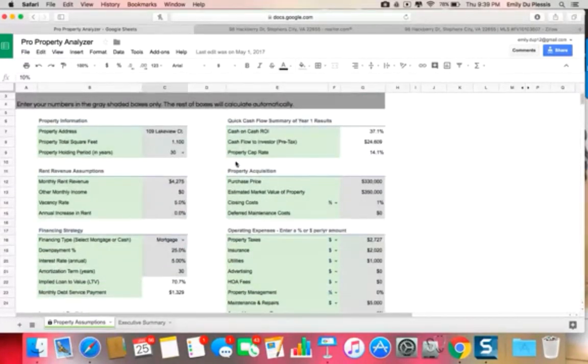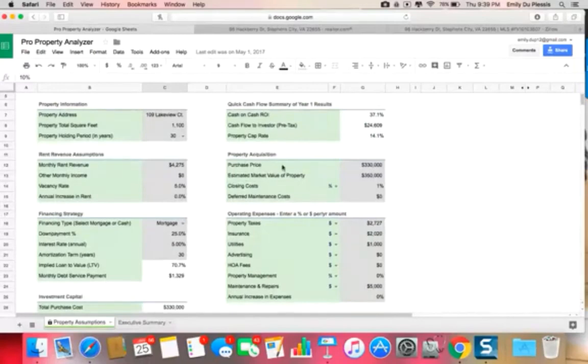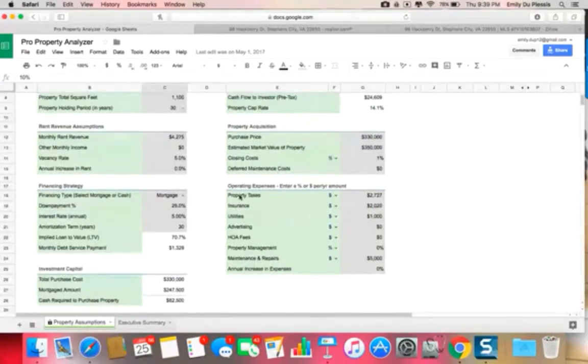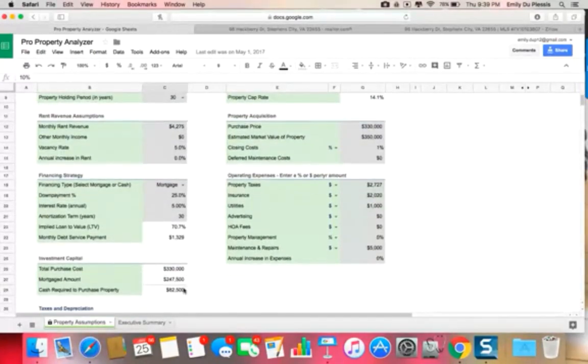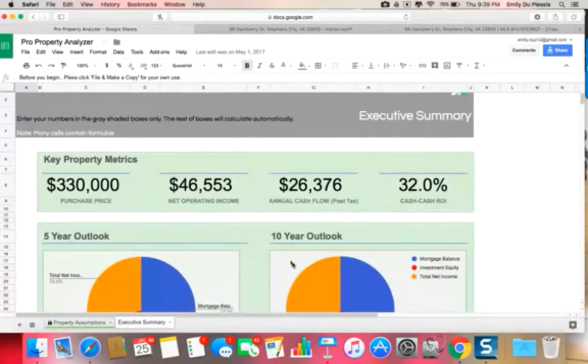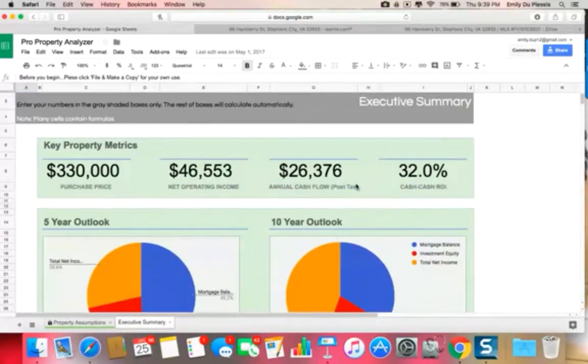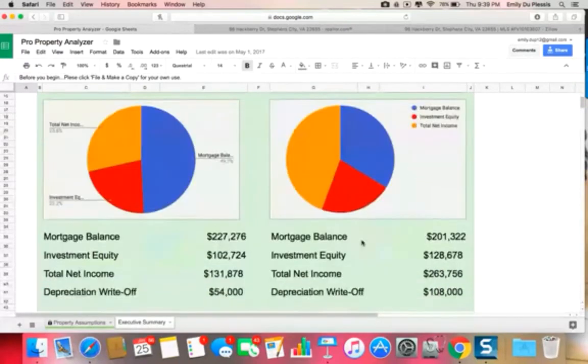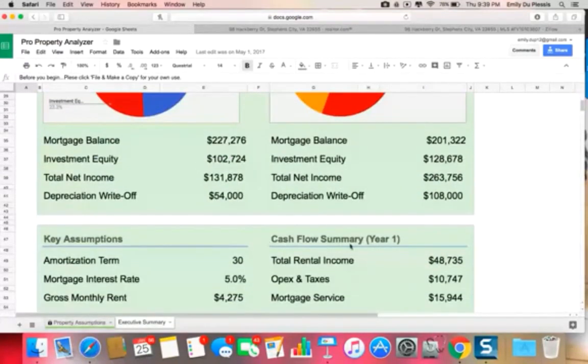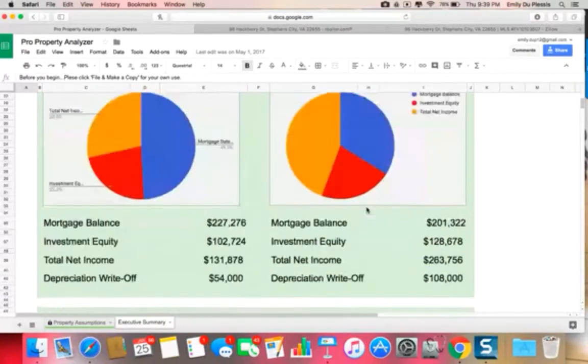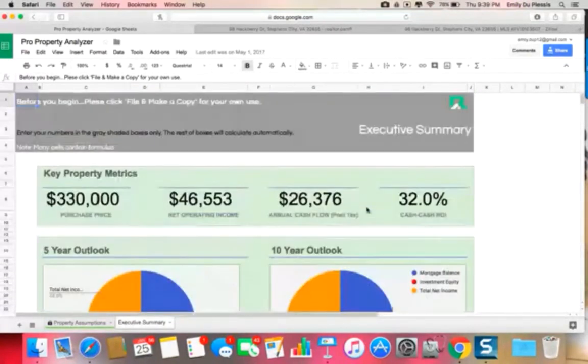Over here it gives you a quick cash flow look at property acquisition, what you're going to buy it for, operating expenses, right? And then once you input all this information, you can come over here to the executive summary and it gives you another look at your key property metrics. So it breaks all the stuff down and gives you some graphics to help you understand cash flow. It also takes into consideration depreciation write-off and what that looks like over the course of time of owning the property. So again, this is our Pro Property Analyzer.